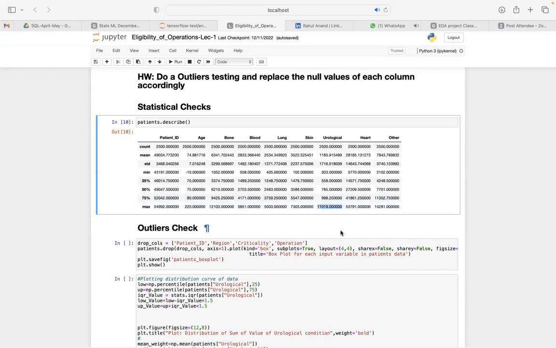So if I replace a null value with the mean of the urological column, that could be misleading to my machine learning algorithm. Do you understand why? If you have any doubts, just cross question me, and I'll try to clarify as much as possible. Can you repeat the question?